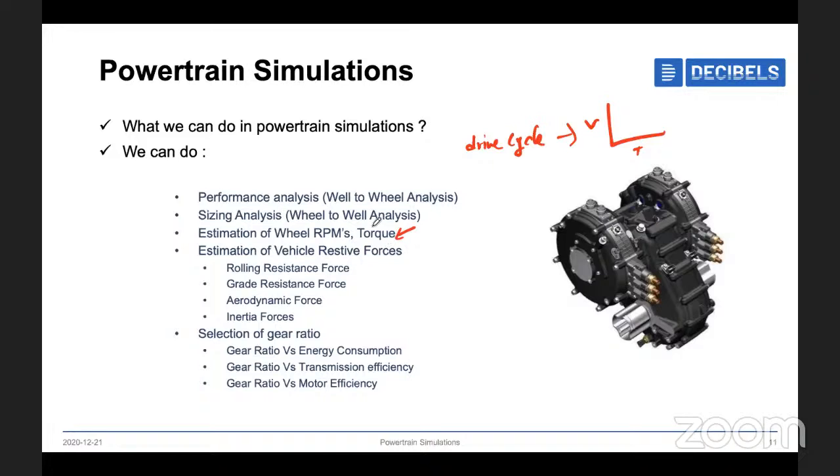Okay, so through these simulations we can estimate the wheel RPMs, and also we can estimate the vehicle resistive forces at each and every second of time. Your track might have something like a circular track, so the resistive forces will not always be the same at each and every point. So what we can do is estimate the resistive forces such as rolling resistance force, the grade resistance, aerodynamic force, and the inertial force at each and every second of time.